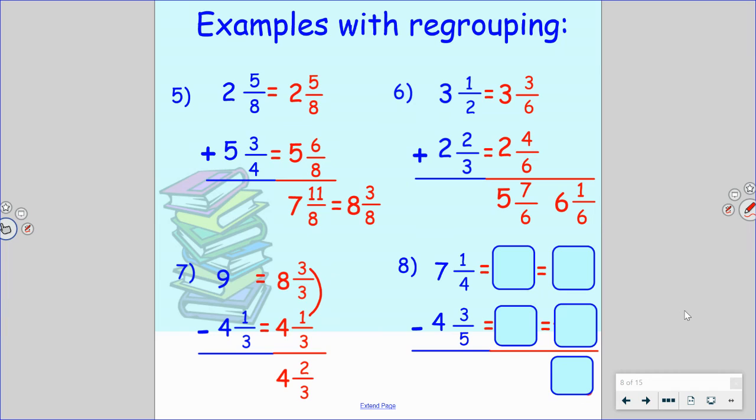3/3 minus 1/3 is 2/3. 8 wholes minus 4 wholes is 4 wholes. Can it reduce? No, sir, no, ma'am. It is simplest form.